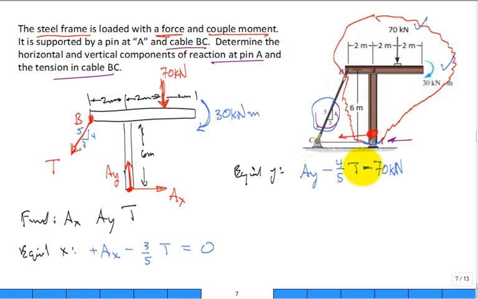And that's why I put the negative sign in front. And am I done, or do I have anything else? So that's equal to 0. Now, I have two sum of the forces. Now I need a sum of the moments.